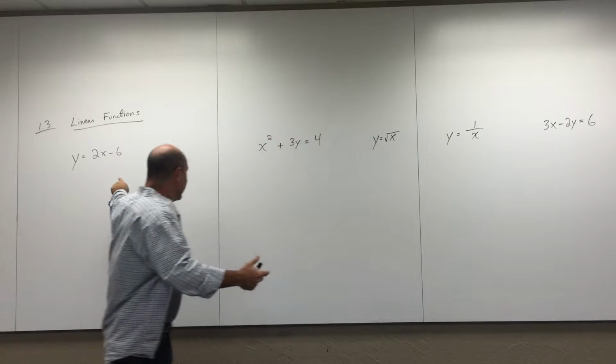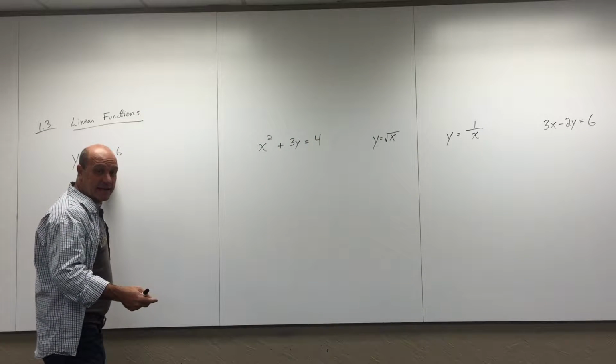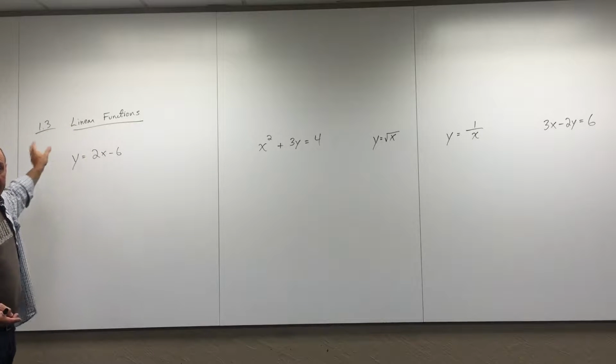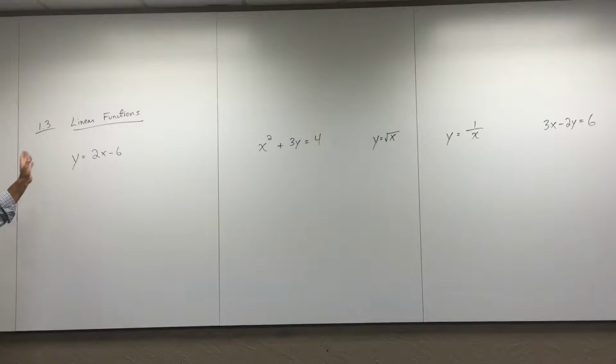This one? Yes. Yes, that's linear. Yeah, classic linear function. I think the idea is this. Both variables are to the first power. That's my main idea about a linear function. Both variables are to the first power. So nobody's squared or cubed or anything.